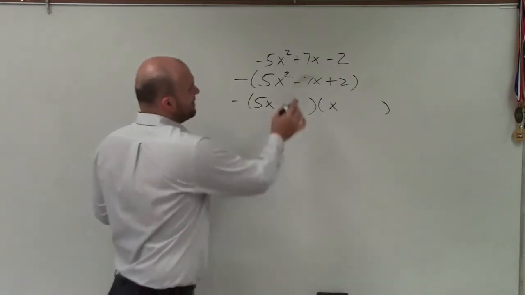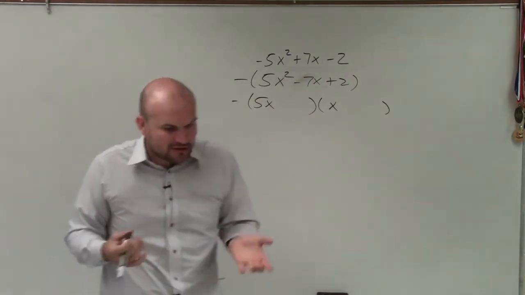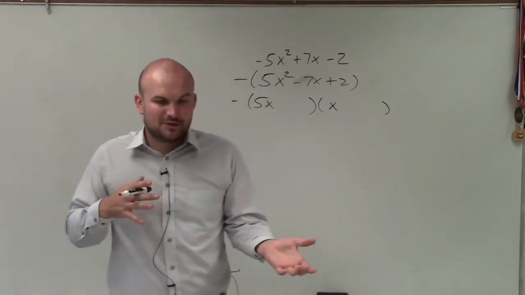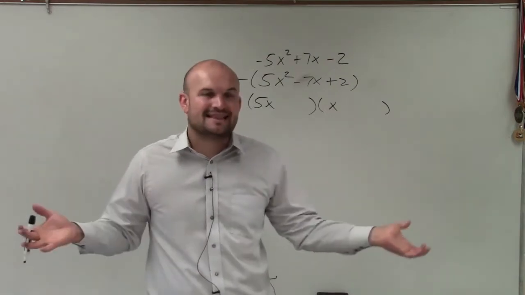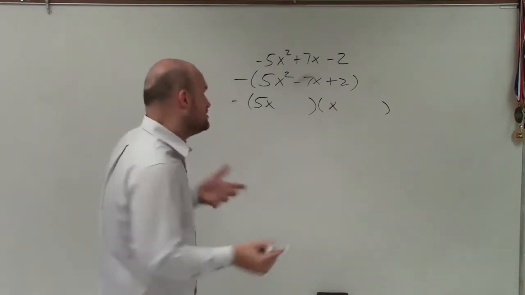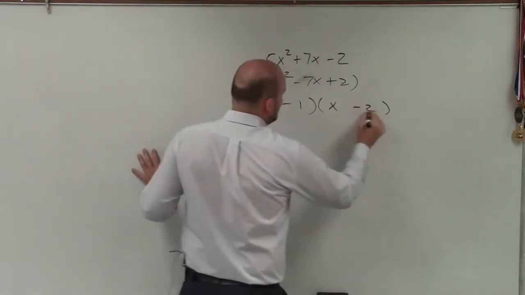However, what I notice is my middle term is negative, right? So since my middle term is negative, I'm not going to be able to multiply positive numbers and then add those positive numbers to make it negative. So I really basically only have 2 cases.